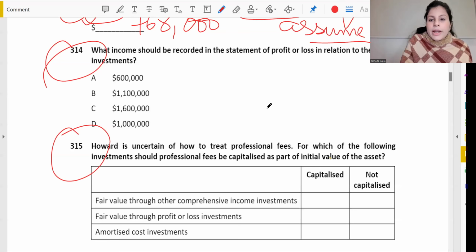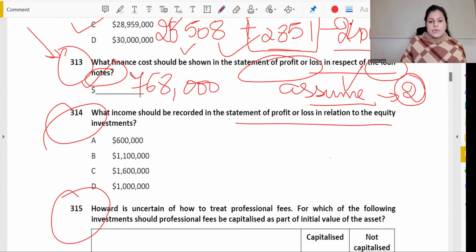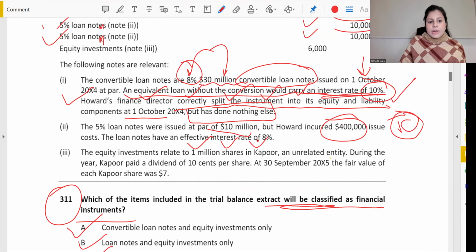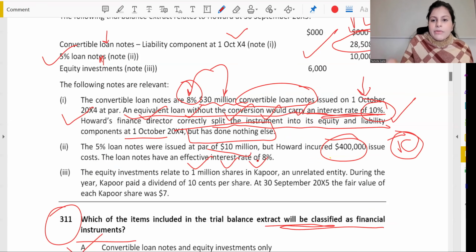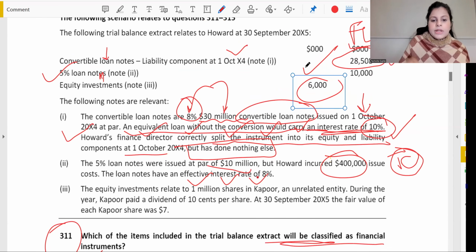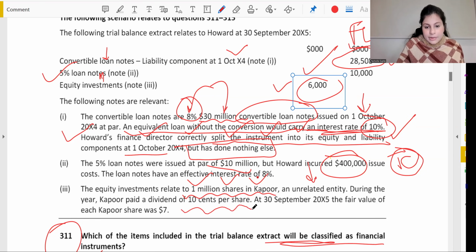What income should be recorded in P&L in relation to equity instruments? So is there any equity instrument also? Yes. My equity investments at the opening date are given as 6,000. So equity investments relate to 1 million shares in Kapoor, an unrelated entity. During the year, Kapoor paid a dividend of 10 cents per share. At 30 September, the fair value of each share was $7.